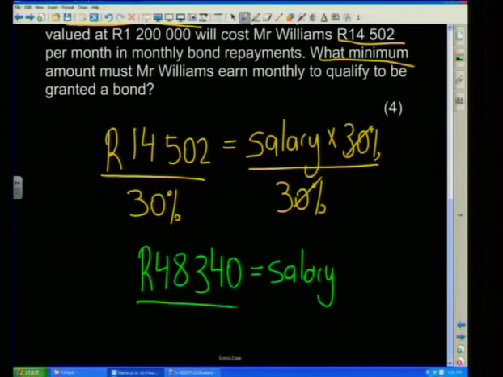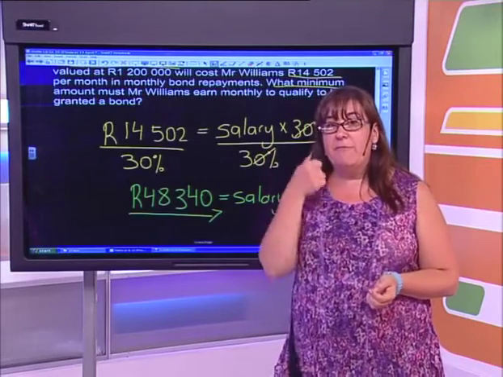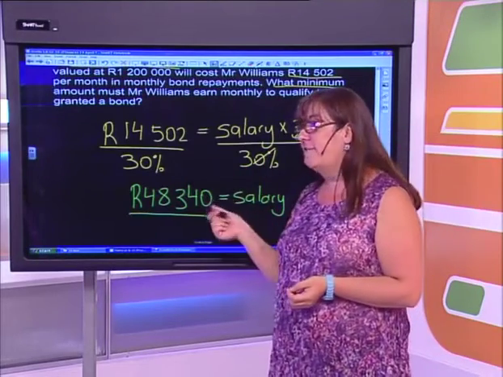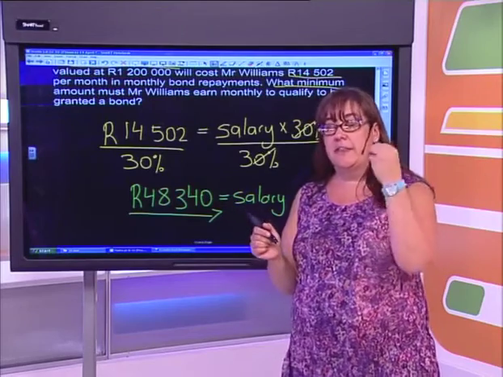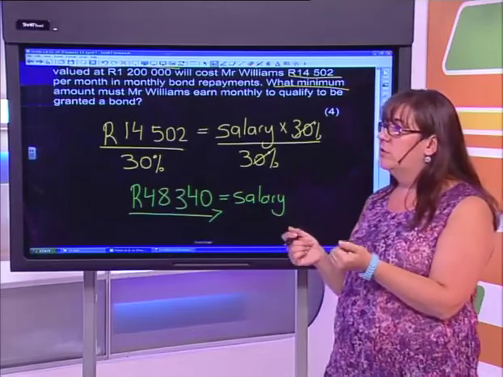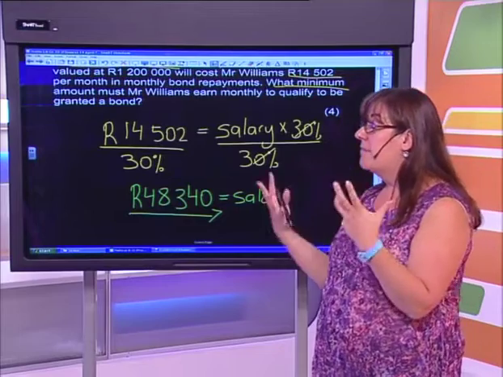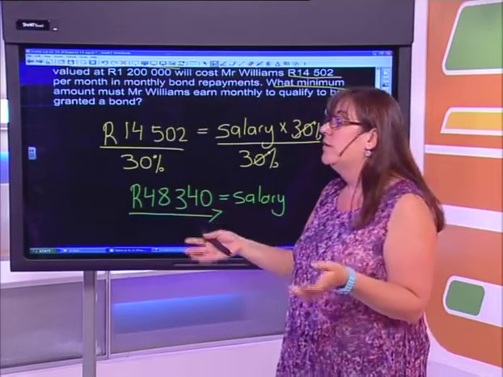So if Mr. Williams is earning anything less than 48,340 Rand, he will not be granted enough bond to actually cover the cost of the house. And the bank won't give him the bond, which means that he won't be able to buy the house. But there are a few other options. He could maybe have a deposit. Maybe he's saved over the years if he hasn't had a house.